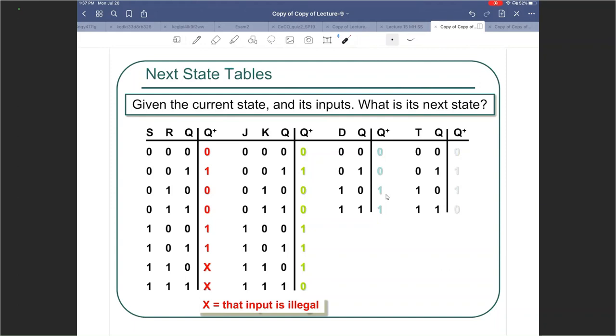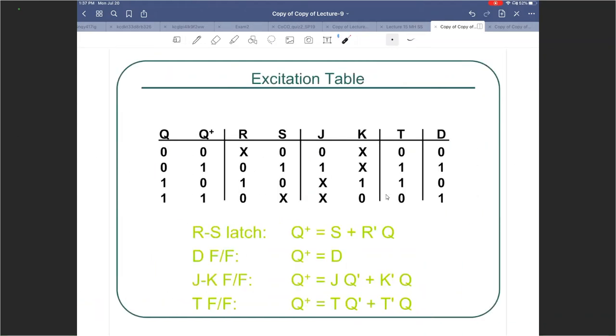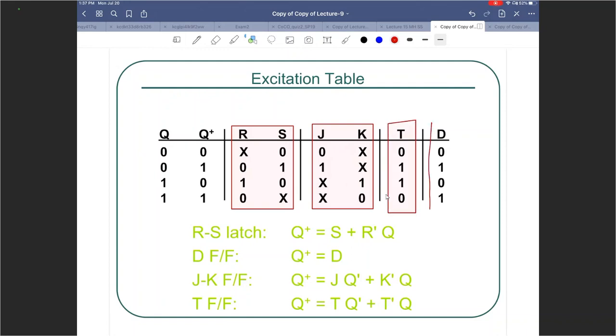Next, this is a summary of all the excitation tables. You have SR, JK, T, toggle, and D, data. All four excitation tables written up in a very compact manner. And the excitation tables try to answer the question.